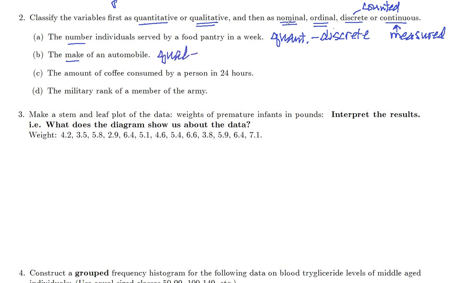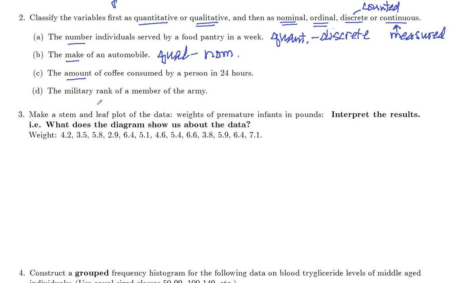And then nominal is just categories. Ordinal is ordered categories. So the make of an automobile, Ford, Toyota, Chevy, Acura, those are just categories. So that's going to be nominal. They're not ordered.